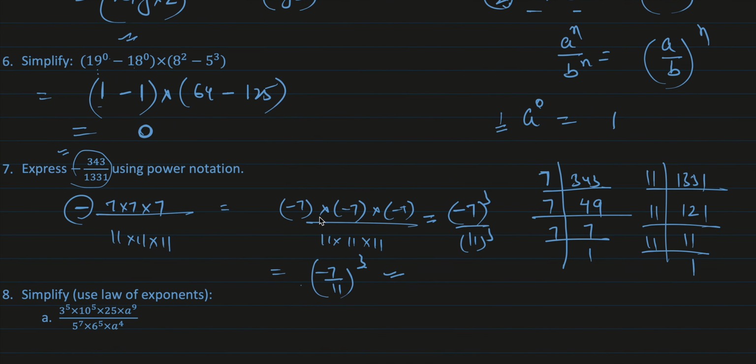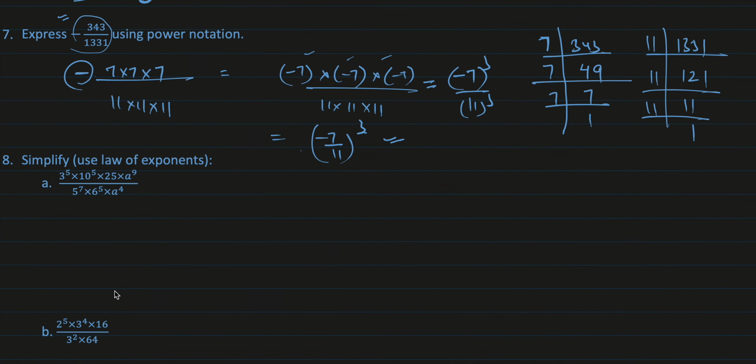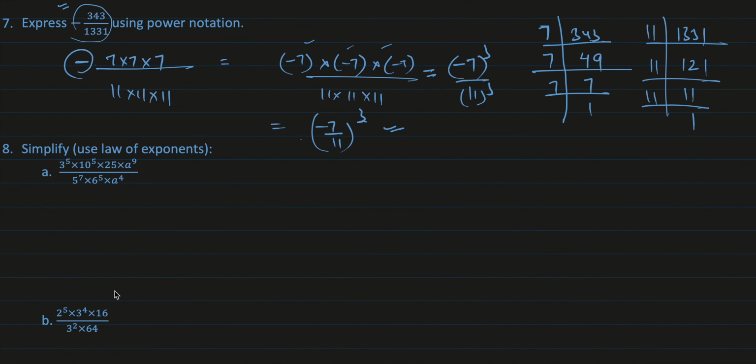Because if I take 3 negatives, it will make 1 negative. Okay. Now comes the next question. Use law of exponents to simplify this. So it's a very important question. There are different ways of solving these type of questions. It's up to you students, whatever is easier for you, try that. I'll try to explain the way I explain it to my students.